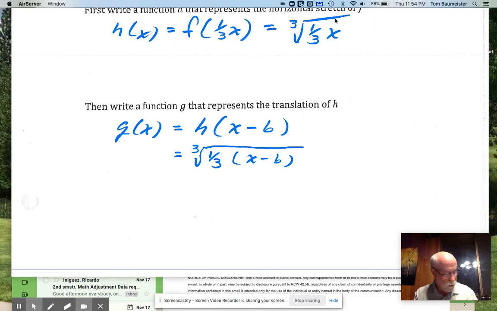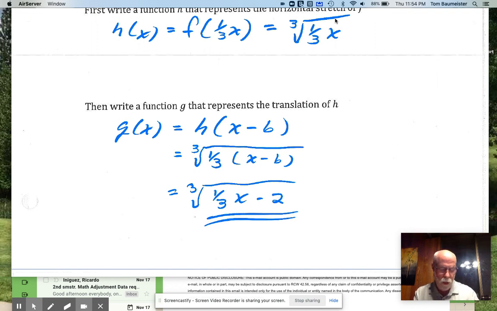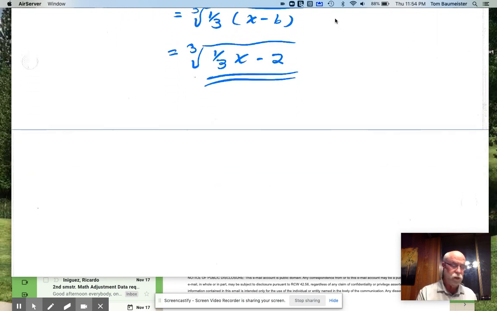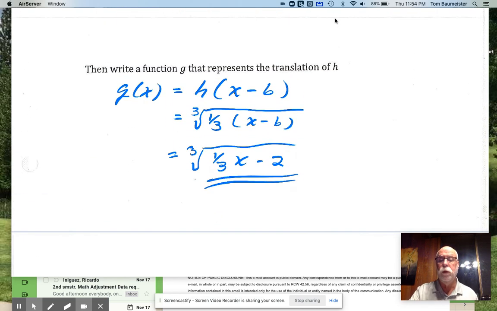And with that one, we can just go ahead and distribute that 1/3 through the parentheses if you want to. And that'll give us 1/3 x. And 1/3 times -6 is -2. And there's that one there. So the notes just looked longer than they really were, people. You can do this.